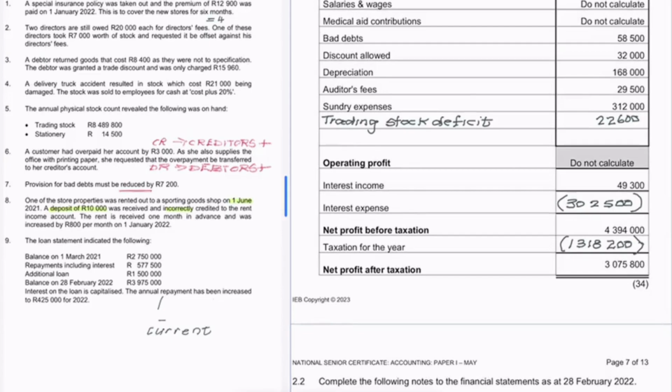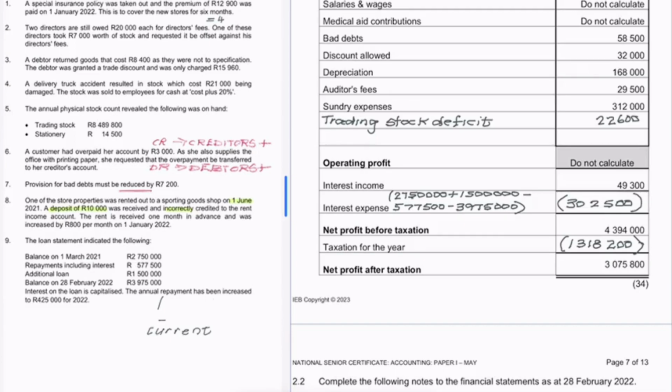Okay, so what's the quick way to do this? The quick way to do this is just to work with your figures. So we start with the balance. So these are my workings. We've got a balance brought down of 2,750,000. To that, we're going to add the additional loan that we received of 1,500,000, minus our repayments, which were 577,500. And then you're going to minus your closing balance, 3,975,000. And you will get to the same answer, obviously.